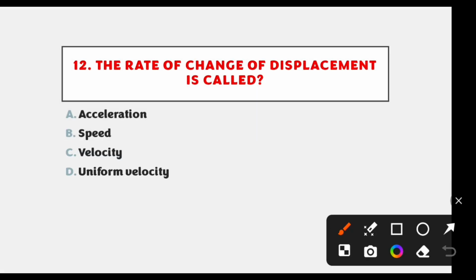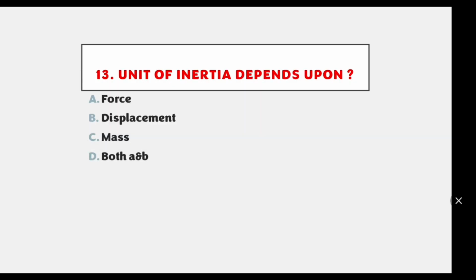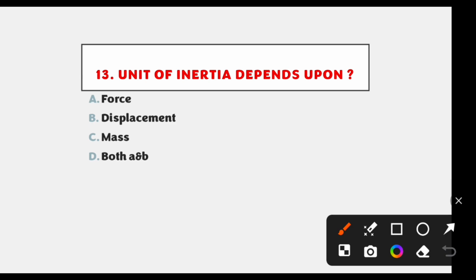MCQ number 12 is: the rate of change of displacement is called. The rate of change of displacement is called velocity, while the rate of change of velocity is known as acceleration. MCQ number 13 is: unit of inertia depends upon. So the unit of inertia depends upon mass. You have to answer what is inertia, please tell me in the comment section.